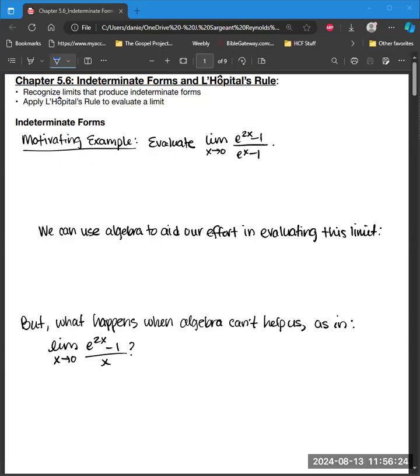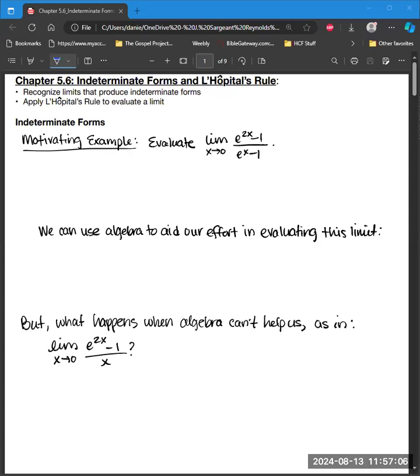All right, in this video, we're going to be looking at 5.6 indeterminate forms and L'Hopital's rule. We're going to recognize limits that produce indeterminate forms, and we're going to apply L'Hopital's rule to evaluate a limit. This is definitely a topic that's normally covered in Calculus 2, but I also covered it in the Calculus 1 topics last time. I don't think I have any new examples here, but some of the examples are going to make a lot more sense now that we've talked more about e to the x in Calculus 2.